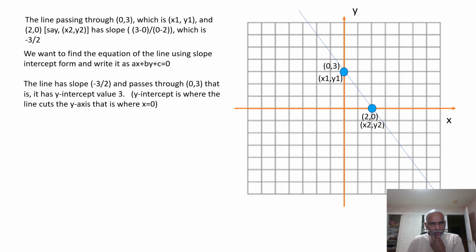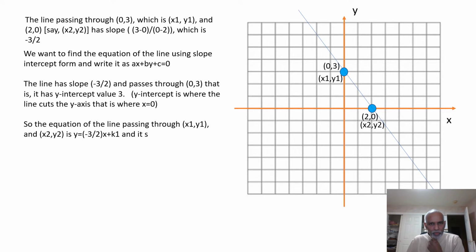So the equation comes out to be y equals minus 3 over 2 x plus 3. Okay, and so what we are going to do, once we find that equation, is rewrite it into the form ax plus by plus c equal to 0.